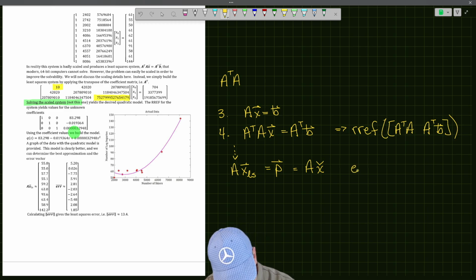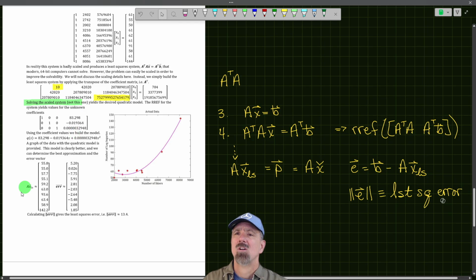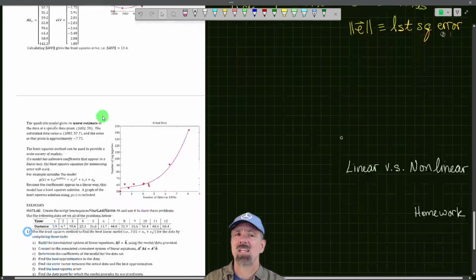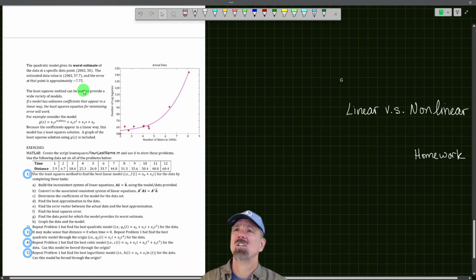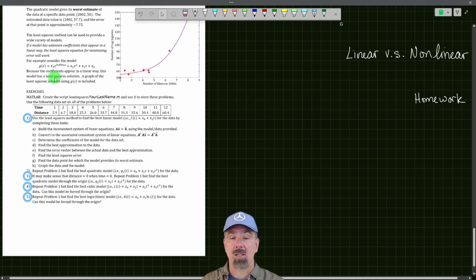We can also find the error vector. The error vector is equal to the B vector minus the projection vector, which is our AX least squares. Right? And then the actual least squares error is the magnitude of that vector. So all of those calculations are done here as an example. All right, you'll notice the analysis here for the worst case. Let's talk a little bit about how broadly we can apply the ideas and the modeling that we've been using.